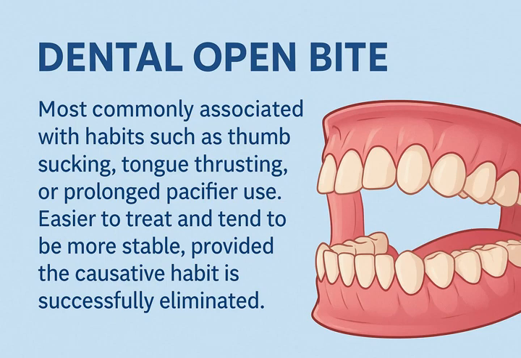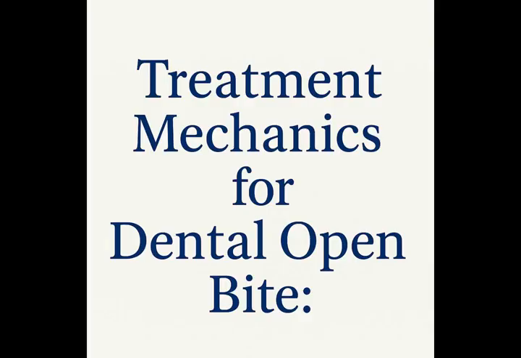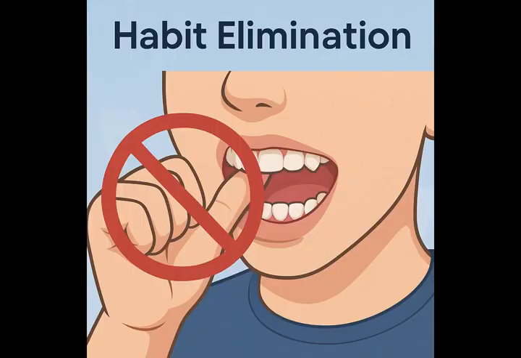Compared to skeletal open bites, dental open bites are generally easier to treat and tend to be more stable, provided the causative habit is successfully eliminated. Treatment mechanics for dental open bite. 1. Habit elimination. The cornerstone of dental open bite treatment is the elimination of the causative habit. Without effective habit control, the risk of relapse is significantly high.